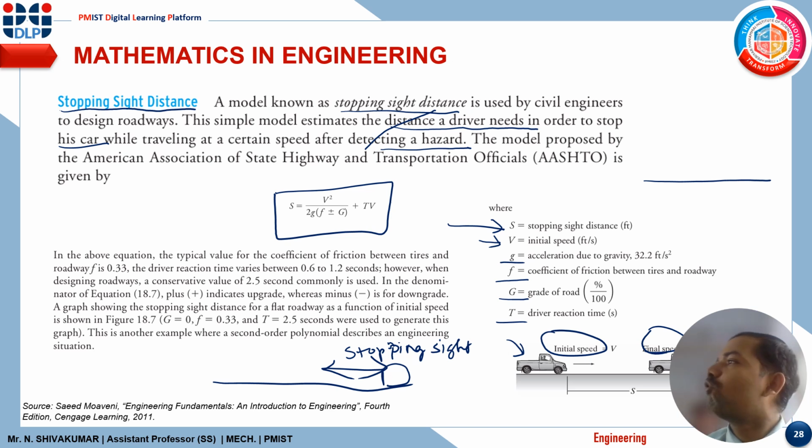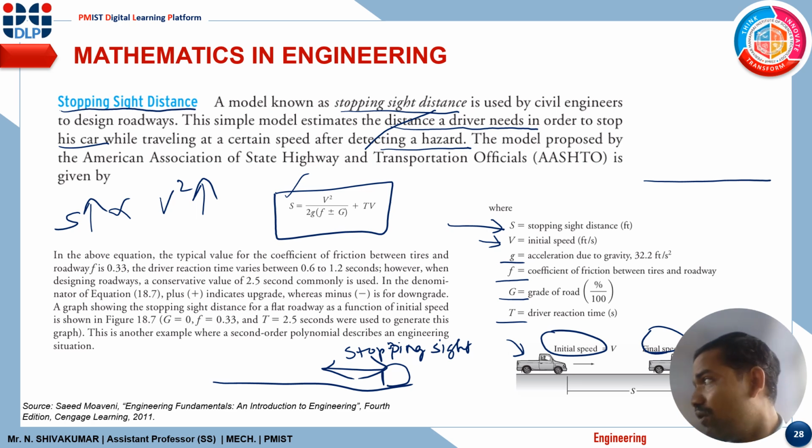When you have a road with lesser friction, what happens then? You will need more stopping distance. If you are riding at very high velocity, then you will need very high stopping sight distance. Stopping sight distance is proportional to v square. If v is very high, then s also becomes very high. That is why people say don't go at very high speed, because you don't have much stopping sight distance. Please note it down.